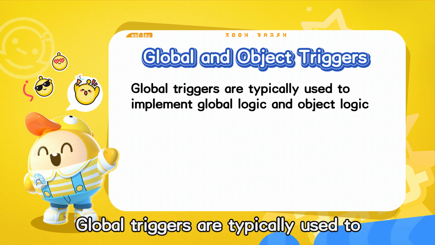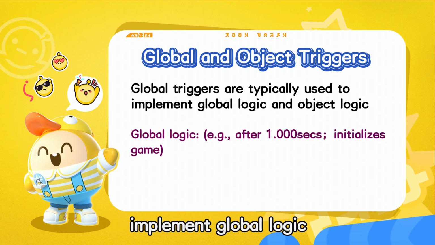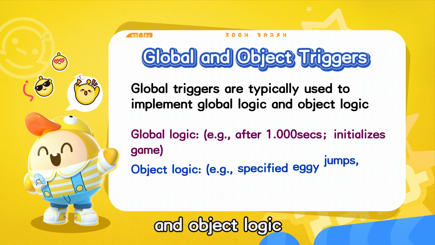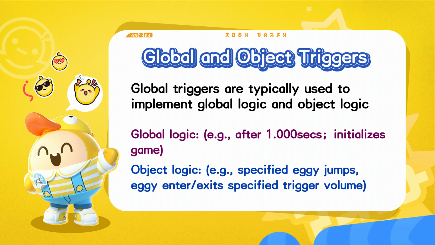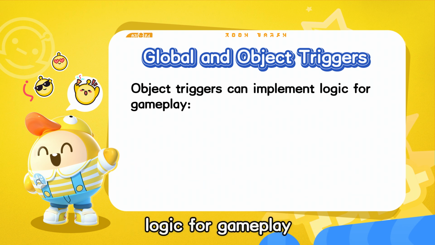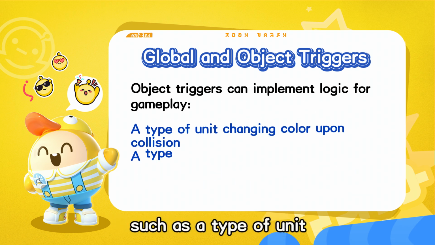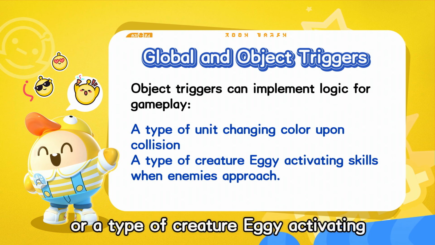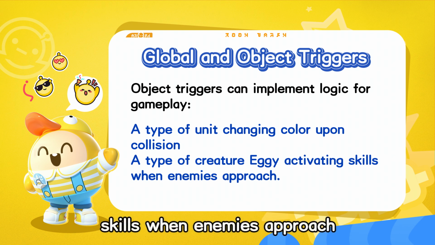Global triggers are typically used to implement global logic. For example, after 1 second, initialize game, and object logic. For example, specified Eggy jumps, Eggy enters or exits specified trigger volume. Object triggers can implement logic for gameplay, such as a type of unit changing color upon collision, or a type of creature Eggy activating skills when enemies approach.